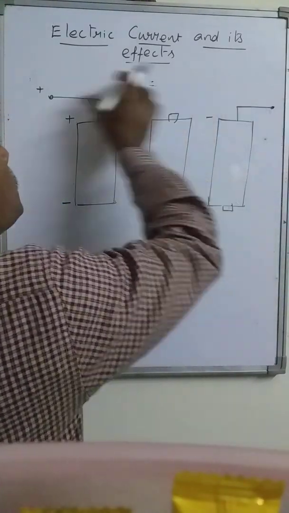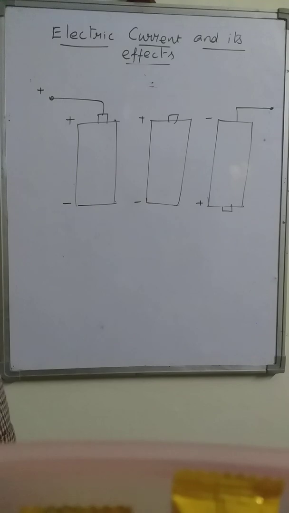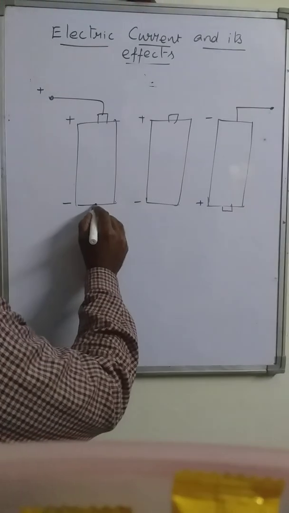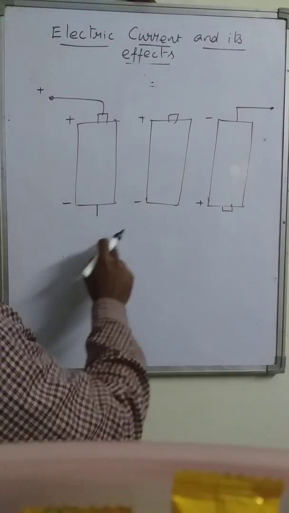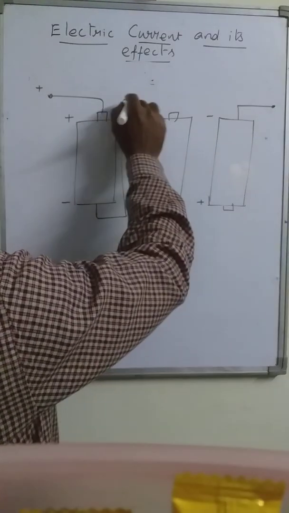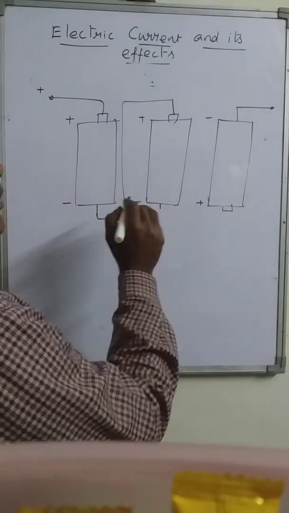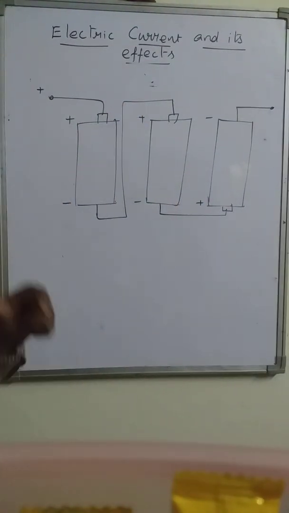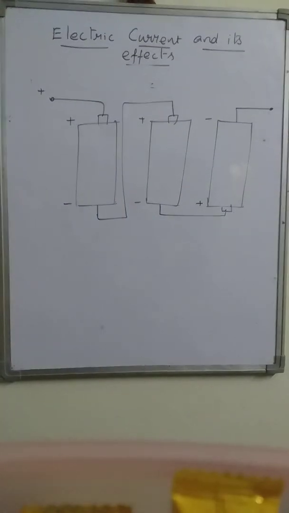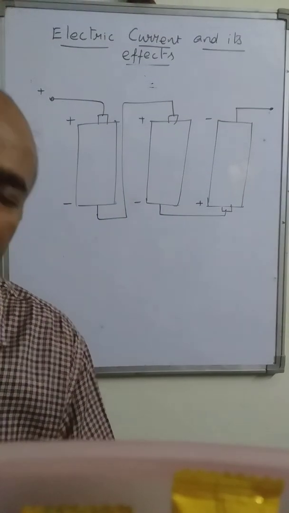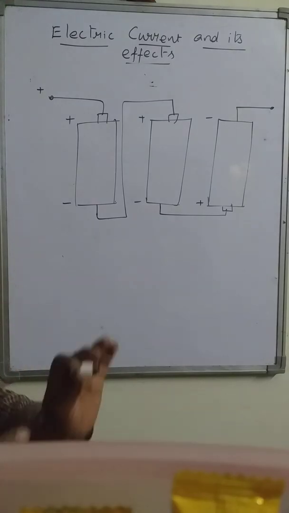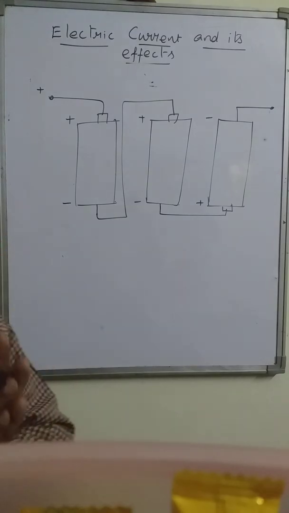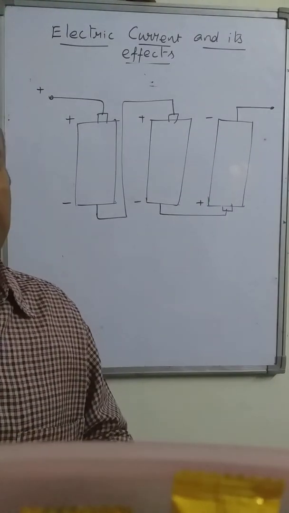Right? Now, these two terminals can be connected across any part of the circuit. Then, the remaining terminals can be connected together. The negative of the first cell should be connected to the positive of the second cell. Then the negative of the second cell should be connected to the positive of the third cell. So this is the proper connection of the cells to make the battery in which the current can flow properly. Right? So this is about the basics of electric current and electric circuit.